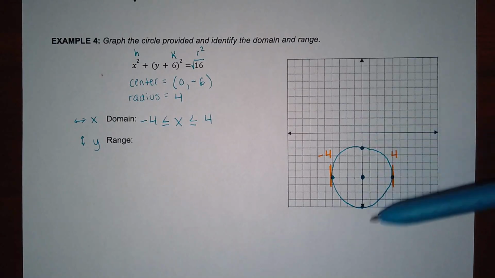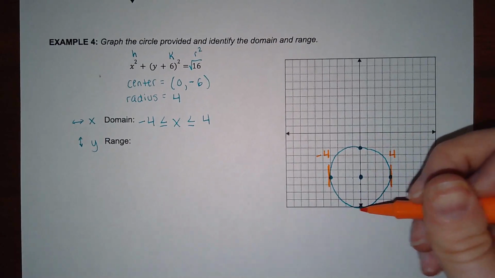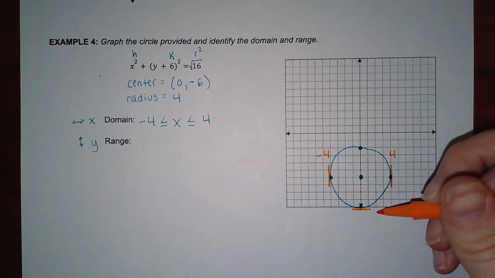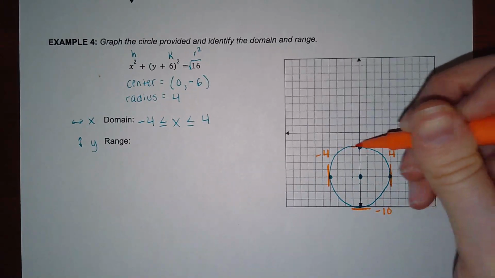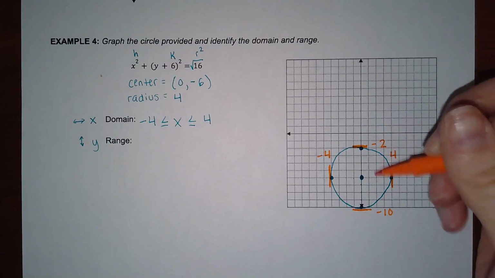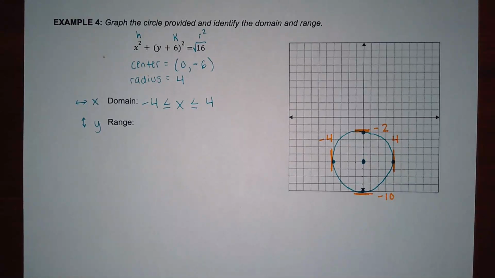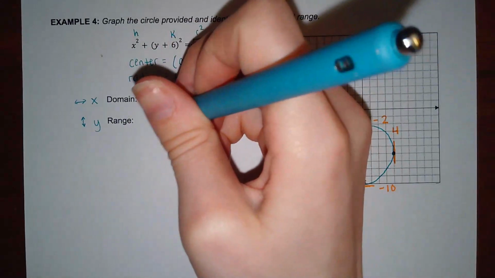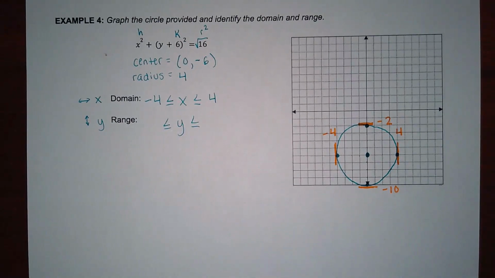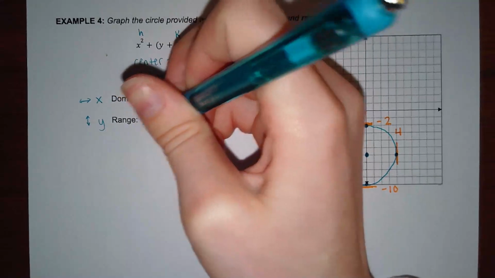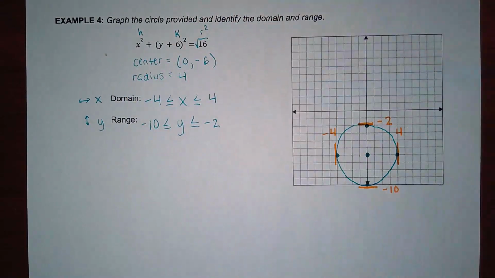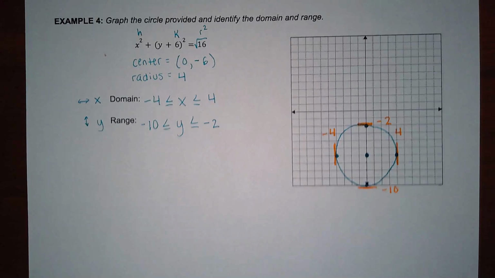Range is up and down, or y value. So again, I want to find the lowest it goes, which is -10, and the highest it goes, which is -2. So again, we have infinite points in between -10 and -2. So again, I'm going to use inequality notation. It will look the same, except I'll put a y in the middle. And then I'll put my lowest value, which is -10, and my highest value, which is -2.